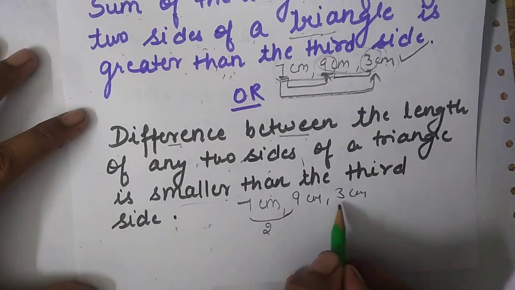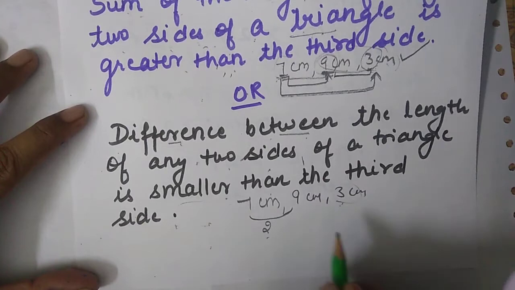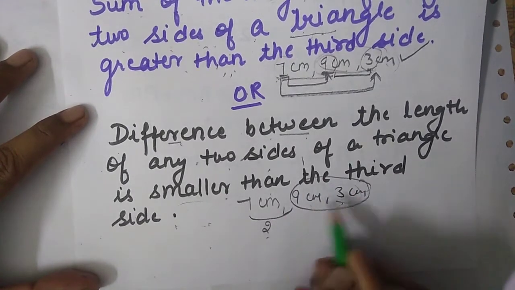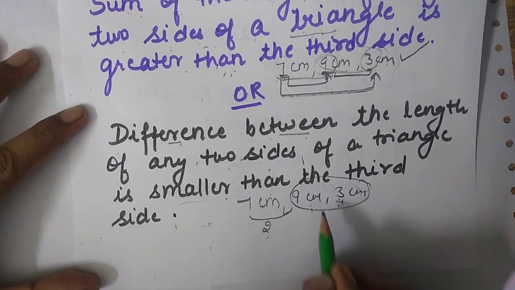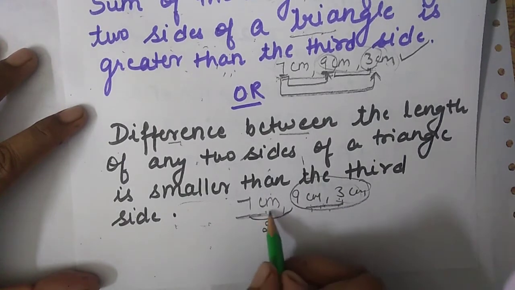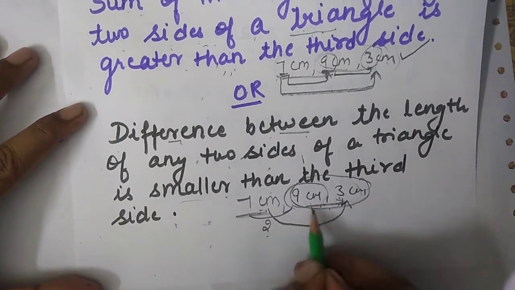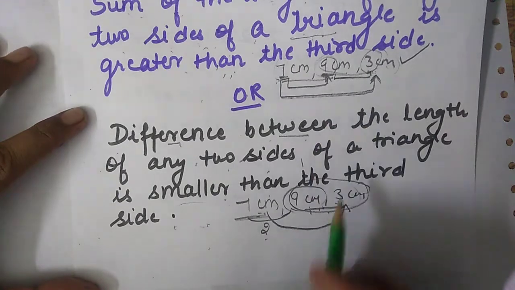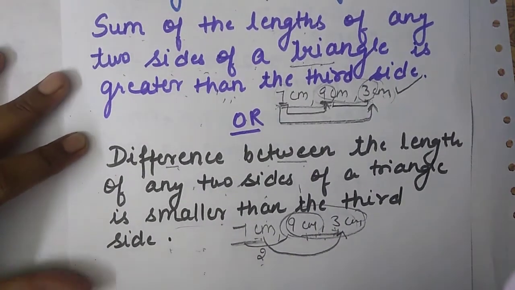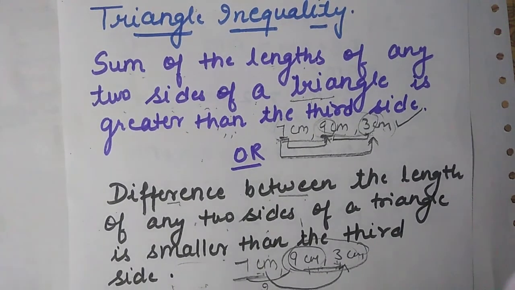So here in this case, the remaining one is this. So 2 is less than the third. Yes, this is satisfied. Now I am taking the second pair. Their difference is 6. 9 minus 3 is 6. And this difference is also less than 7 centimeter. Now I am taking the third pair, 7 and 3. The difference is 4 centimeter. And 4 is also smaller than 9 centimeter. So these two statements are the same thing. This is triangle inequality, that the sum of two sides of a triangle is always greater than the third side.